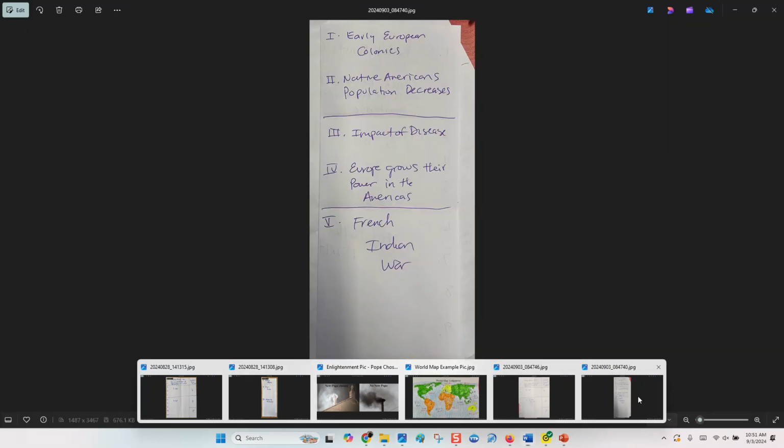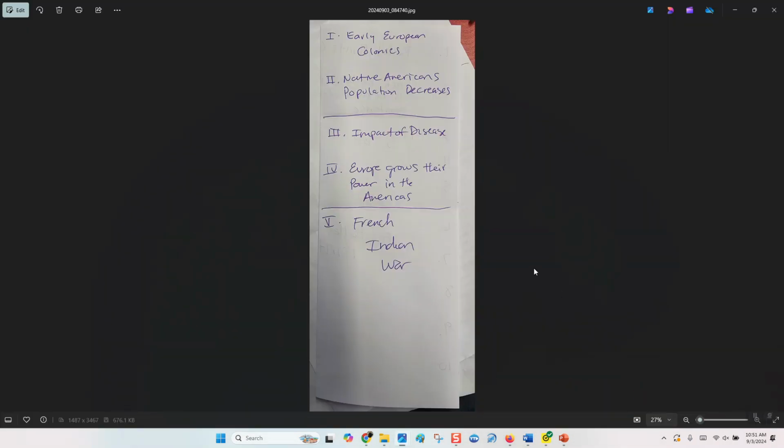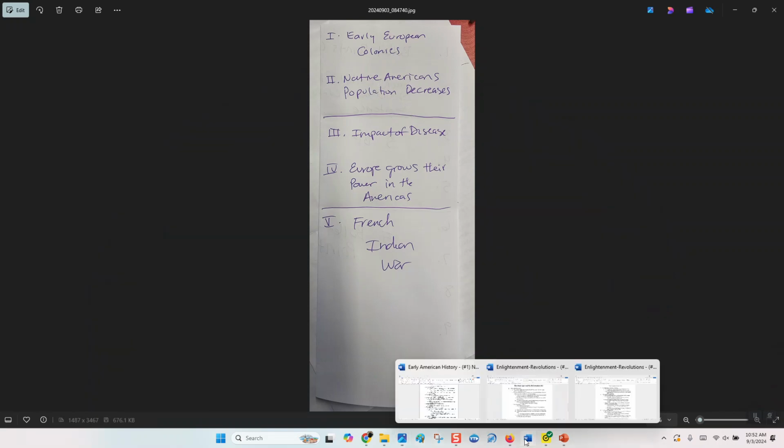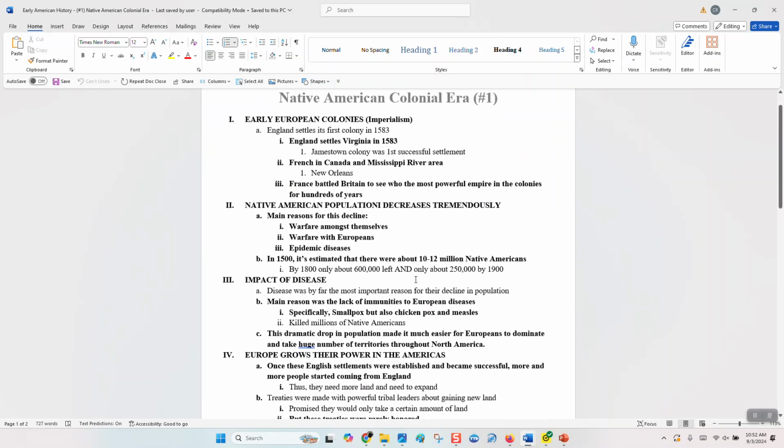You're going to take a blank sheet of paper, fold it in half long ways, and divide it into 3 sections. You divide it in half right here, and from this point half, it's all section 5, the French and Indian War. The top part of it will be divided into 2 parts, this part and this part. This will be for section 1, early European colonies, and Native Americans' population decreases tremendously. And if we look at the notes, that's basically these 2 sections.